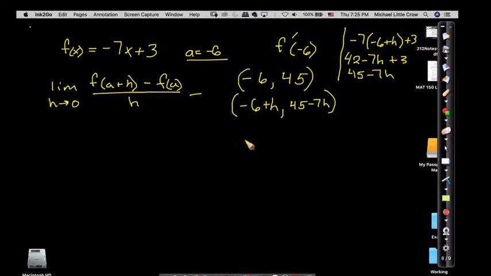If you want to take that extra step, and that's how I sort of learned it, you could actually just take the slope with these 2 points. But the bottom's just going to be h. So then we're left with the limit as h goes to 0 of f of a plus h, that's this, 45 minus 7h.